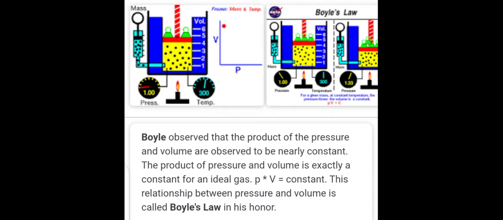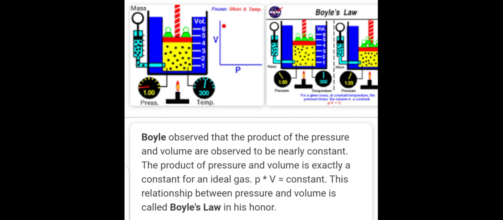This is Boyle's law. Robert Boyle proposed the law for gases, and this is between pressure and volume. Pressure and volume are inversely proportional to each other at constant temperature. Pressure and volume when multiplied, then the answer will be constant. So this relationship is called Boyle's law.